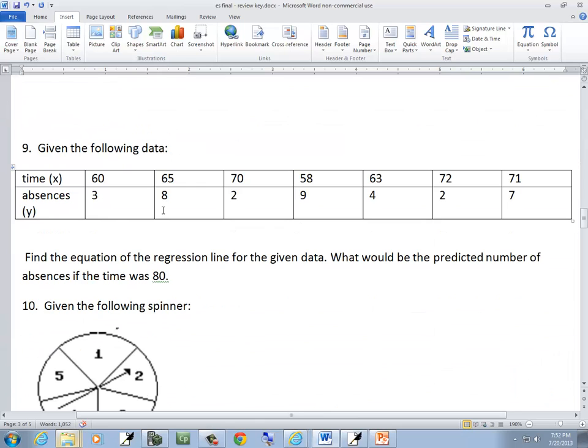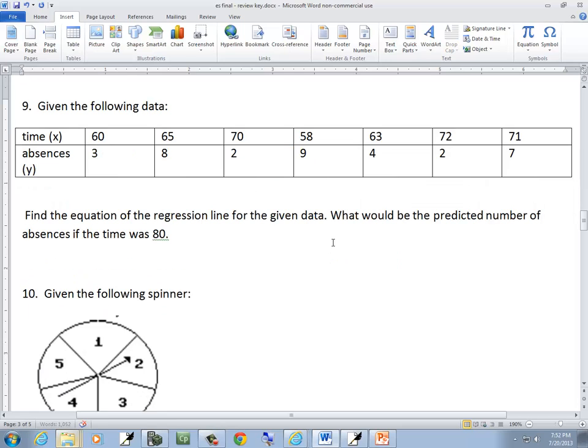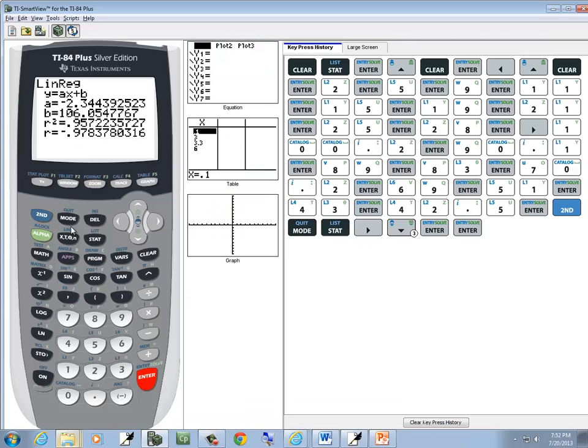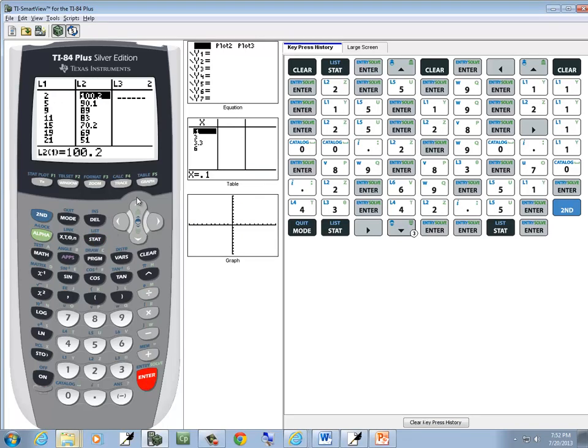Okay. Number 9. We're given the following data, time and absences. Then we're given some numbers. It says find the equation of the regression line. So let's do that first. We'll input our numbers again. So I'll go Stat, Enter on Edit, up arrow, press Clear, left arrow, up arrow, press Clear.